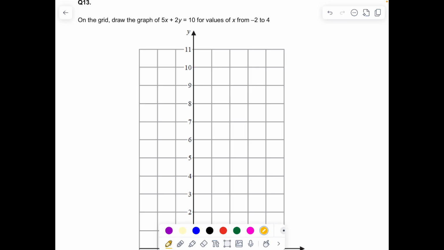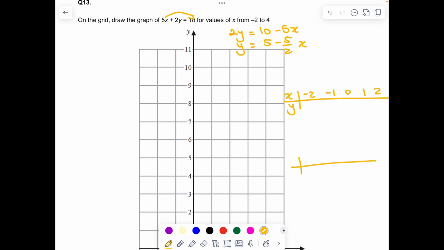Personally, what I would do is rearrange it so that I take 5x the other side, so I get 2y equals 10 minus 5x. And then I would divide by 2 to get y equals 5, take away 5 over 2x. Then draw myself a little table, x and y. So I've got minus 2, minus 1, 0, 1, 2. I have to carry on down here.